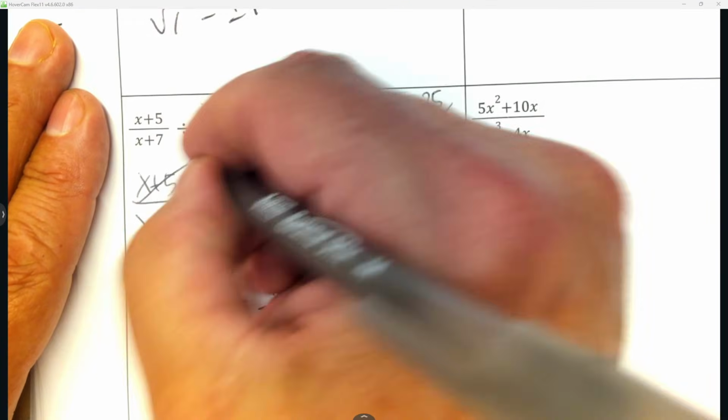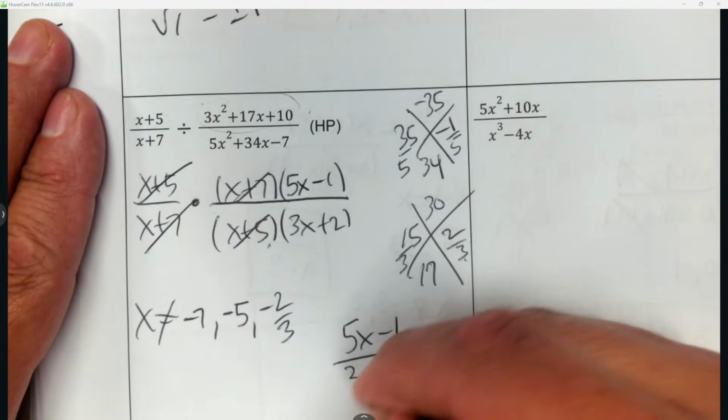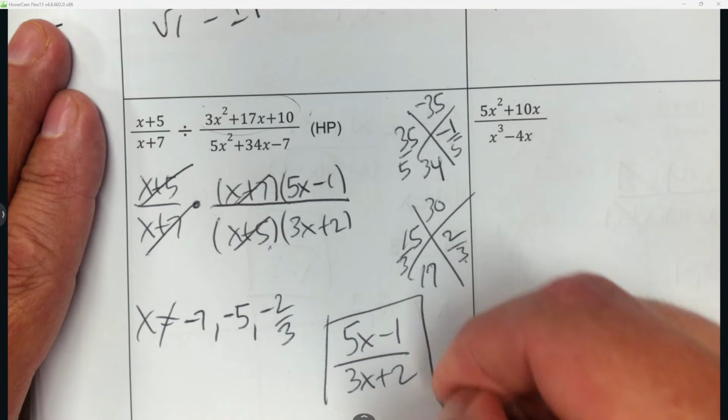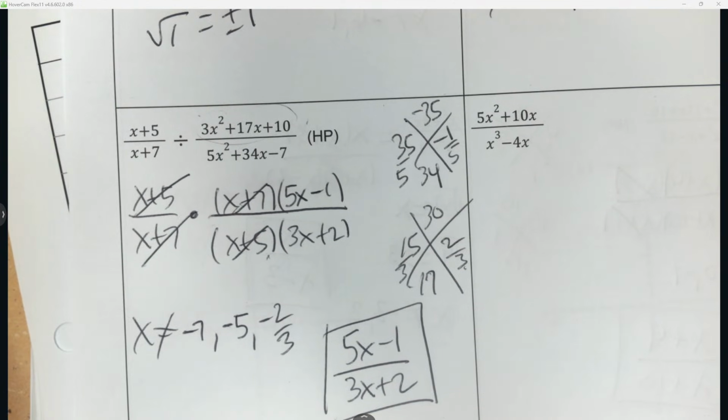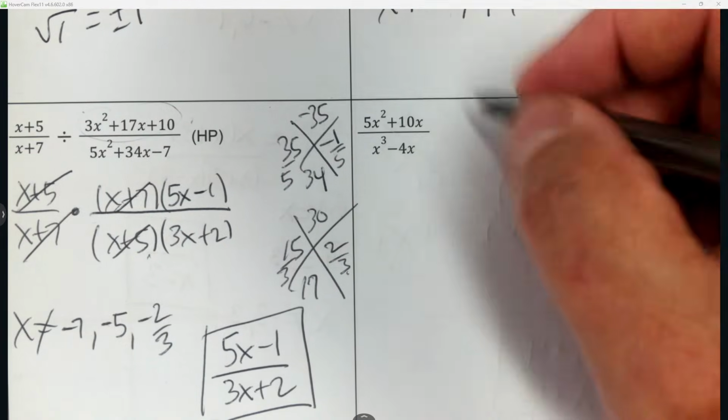Now we can match and cross out, and then what are we left with in the numerator? And what are we left with in the denominator? And we have our answer. All right, next we're going to factor again.